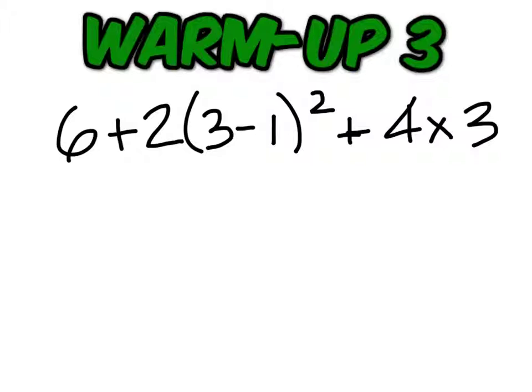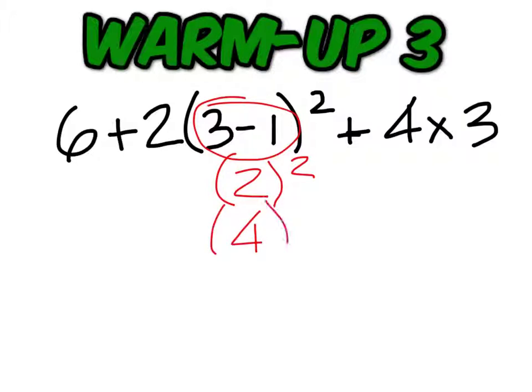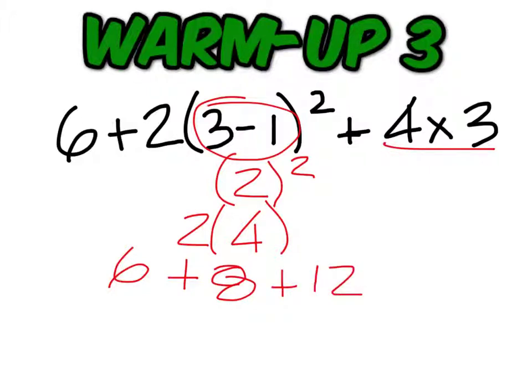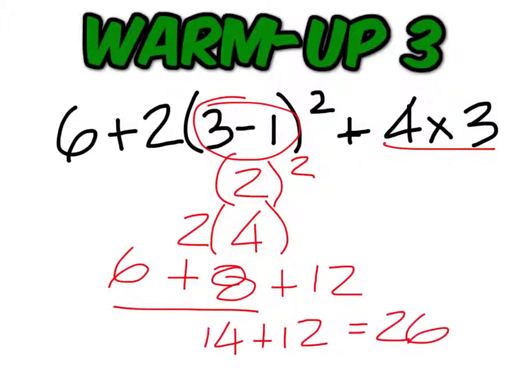On this problem, you have to go to the parentheses first. You have to do 3 minus 1 is 2, and then square it to get 4. Then multiply by the 2 to get 8. Then you'll have 6 plus 8. This is 12 on the back end, 4 times 3. So 6 plus 8 is 14, plus 12 is 26.